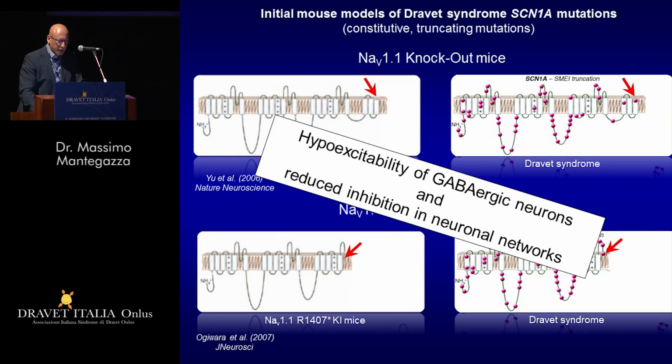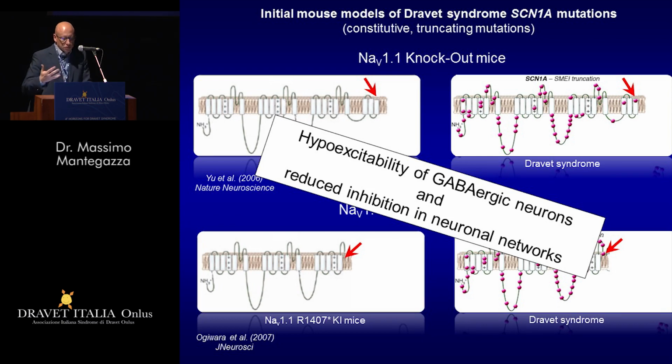So these are the initial mouse models of Dravet syndrome caused by SCN1A mutations, as we know here. They were constitutive, gene-targeted mouse models carrying truncated mutations. So the mutant protein was non-functional. The first one was the knockout NAV1.1 that we developed in Bill Carter's lab. The other one was developed by the group of Yamakawa in Japan. And these two models have basically the same phenotype. They carry a similar mutation.